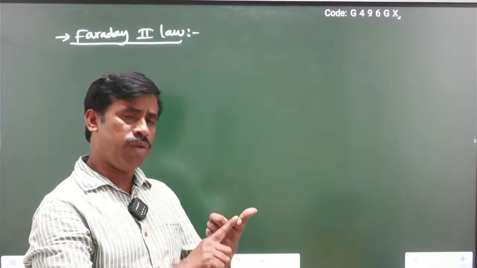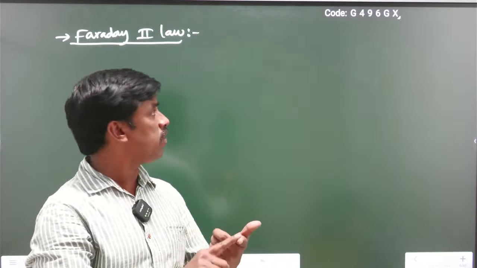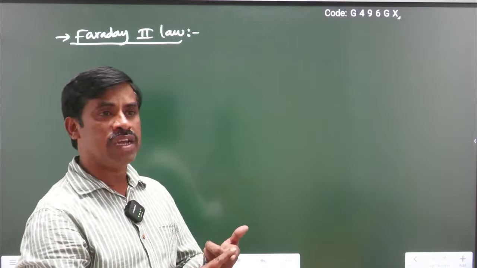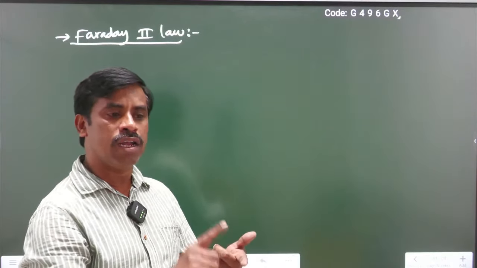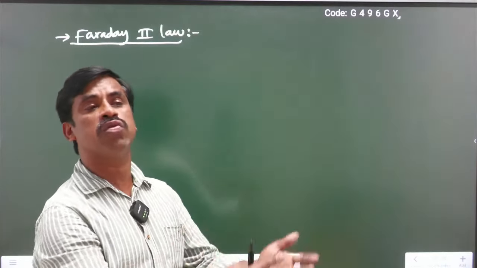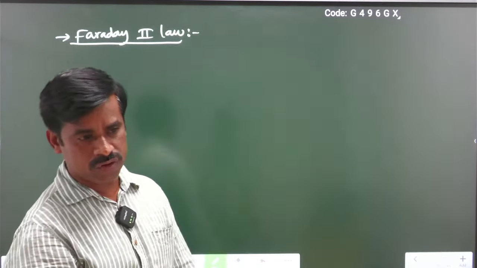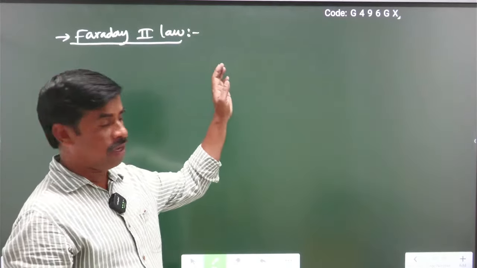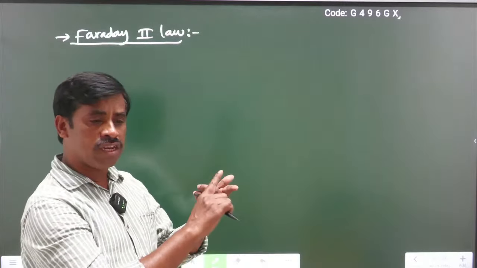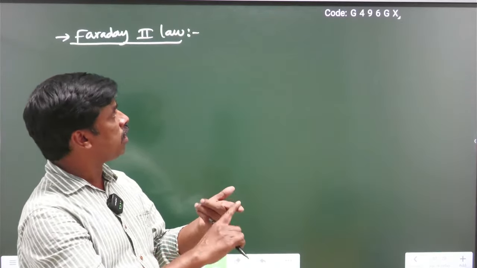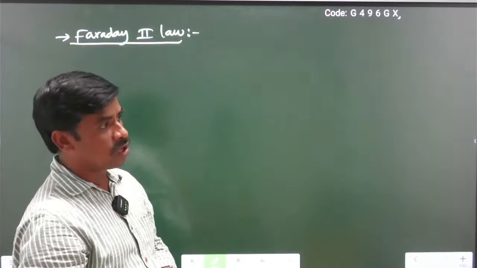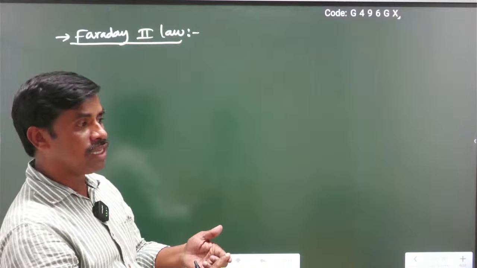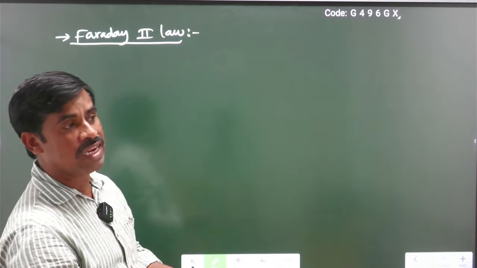If the same quantity of current is passing through different electrolytes, the weight of substance deposited or liberated at an electrode is directly proportional to their equivalent weights. Once again listen, I am repeating the statement. If the same quantity of current is passing through different electrolytes, the mass of substance deposited or liberated at the electrode is directly proportional to their equivalent weights.